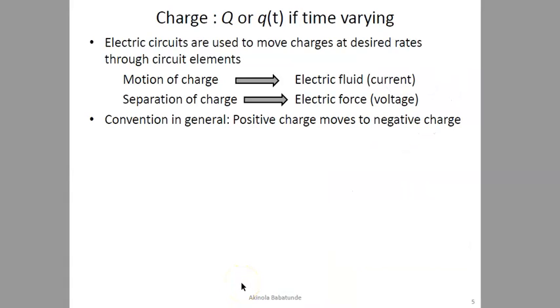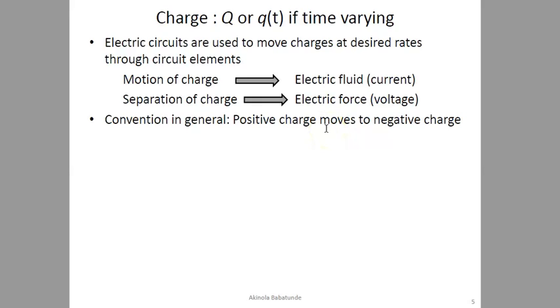Let's briefly talk about the charge. The charge is represented as Q when the time is constant. When we have a varying time, we have Q of t. Electrical circuits are used to move charges at desired rate through circuit elements. The motion of a charge is represented with current, while the separation of charge is represented with voltage. The voltage can usually be referred to as electric force, and then current can be referred to as electric fluid.